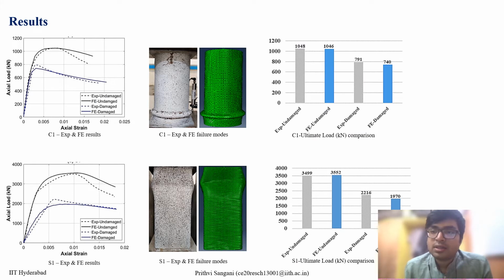Coming to the results, the finite element results match accurately with the experimental results for the axial capacity of the undamaged tubes. But the post-peak variation can be improved by measuring geometric imperfections, residual stresses, and incorporating them into the finite element analysis. The error for the residual strength estimation for the circular tubes is about 6%, and that for the square tube is about 11%.